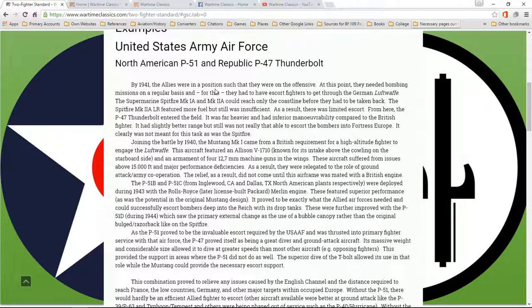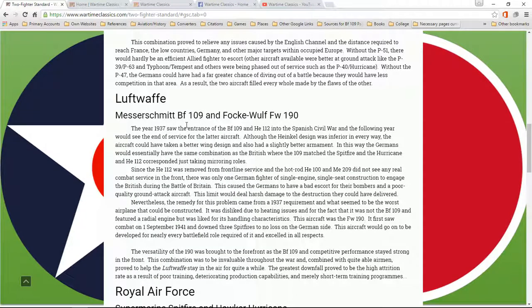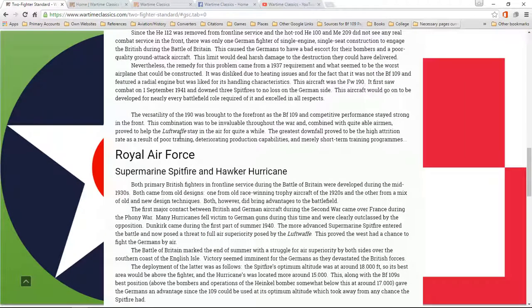The North American P-51 and Republic P-47 of the US AAF. The Luftwaffe's Messerschmitt Bf-109 and Focke-Wulf FW-190. The RAF's Supermarine Spitfire and Hawker Hurricane, as well as the Spitfire and the Hawker Tempest.